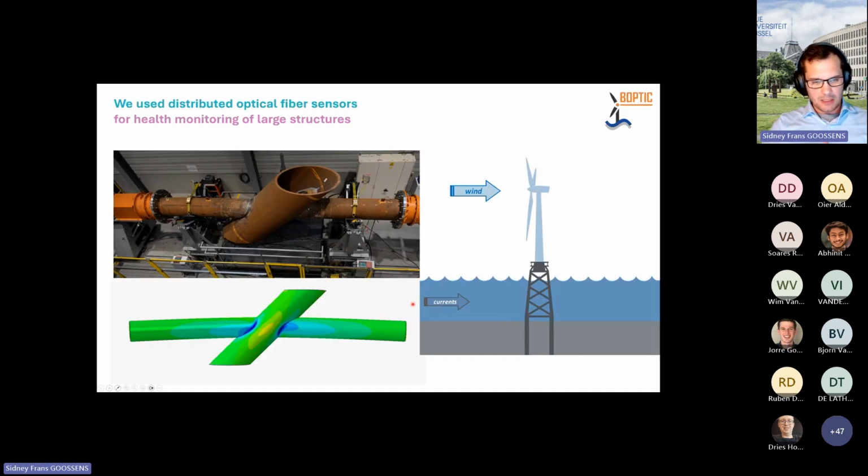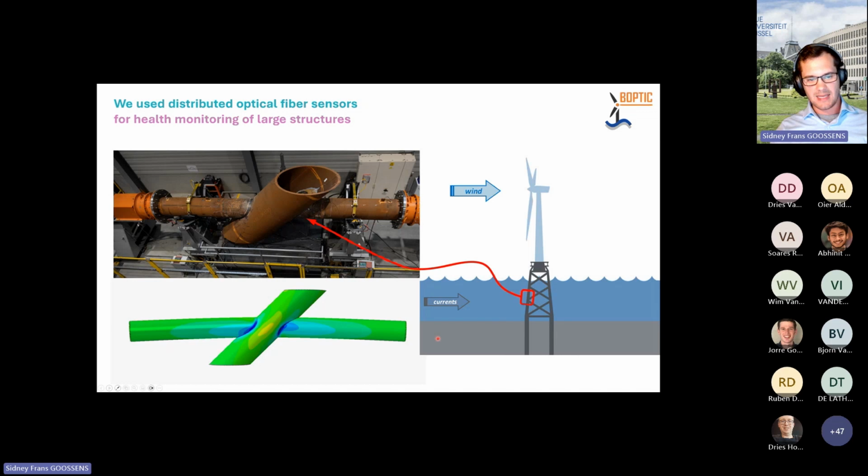Now, I have two case studies prepared here today. The first one is an application of distributed optical fiber sensors on weld monitoring. The application here was a monopile that holds a wind turbine on an offshore wind turbine farm. Here you have different forces acting on that monopile. You don't only have the wind acting on the wind turbine, but you also have the currents acting on the monopile. These monopiles are typically structures that are welded together.